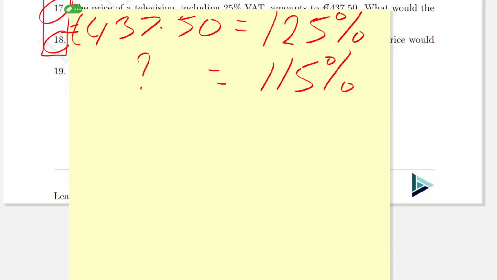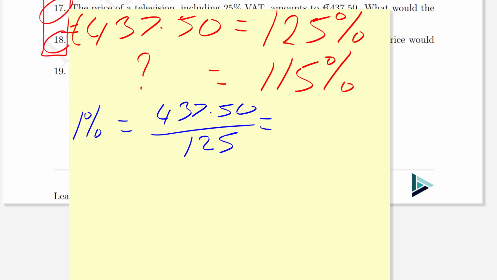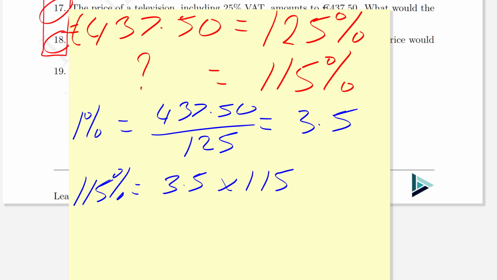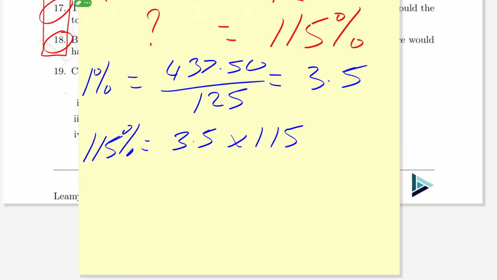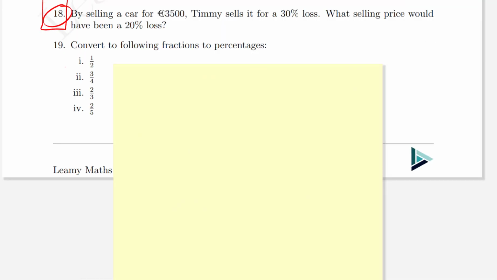So we know how to do that. First of all, we get 1% as usual. So to get 1%, it would be 437.50 divided by 125. So that is 3.5. And we want to know what it would be with a 15% VAT rate. In other words, what's 115%? So 115% would be the 3.5, the 1%, multiplied by 115. And you get 402.50. So 402 euros and 50 cents would be the price of the TV if there was a 15% VAT rate.